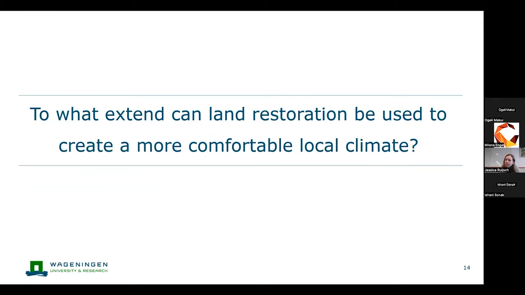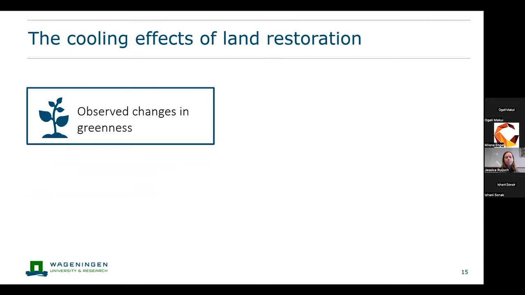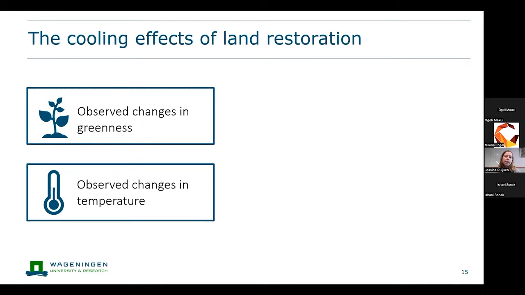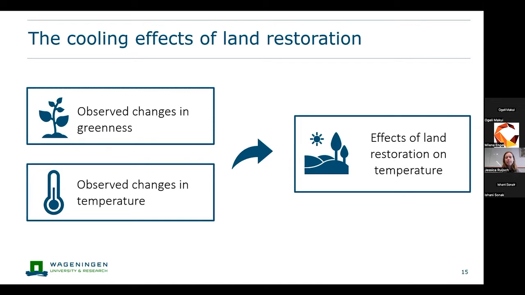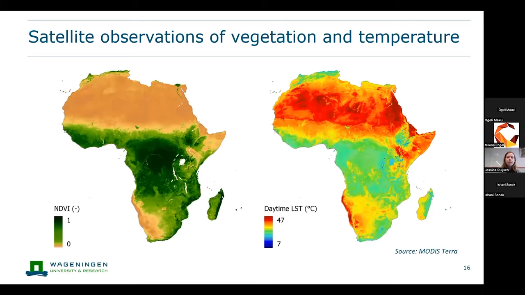So my next question was to see to what extent we can use land restoration to create a more comfortable local climate, and for that we combined these observed changes in greenness we saw in the previous slides with observed changes in temperature. And with that together you can say something about how much temperature change you would expect from land restoration. So we used similar data, but next to the NDVI or the vegetation greenness we saw earlier, we also extended this with land surface temperature or LST. And this can be measured with the same data.